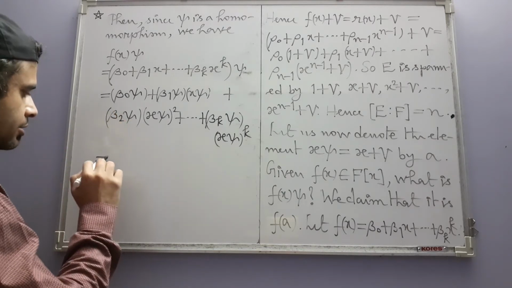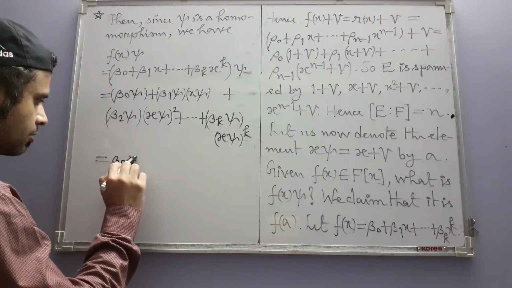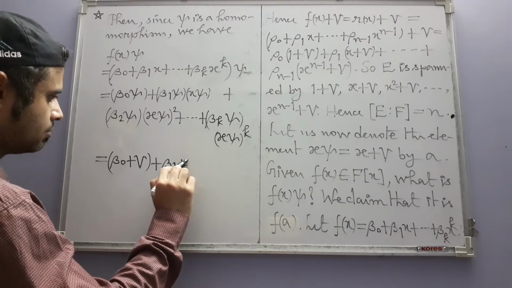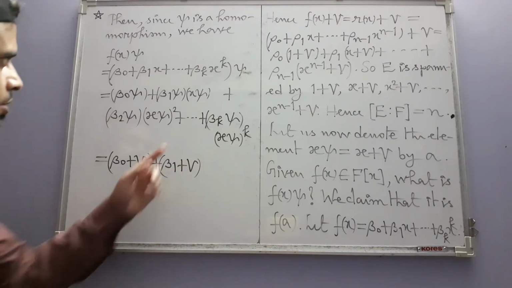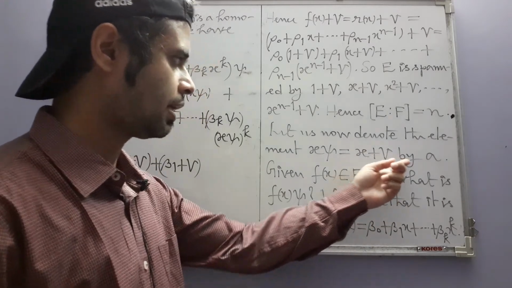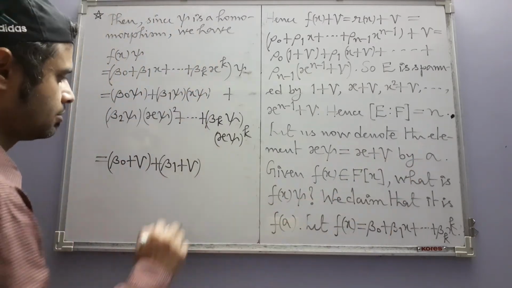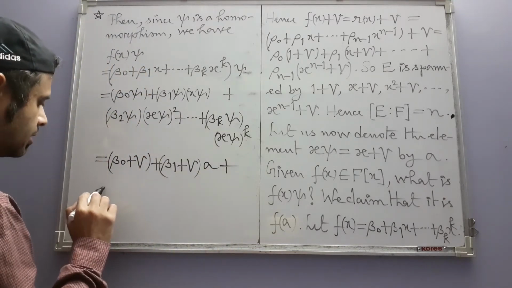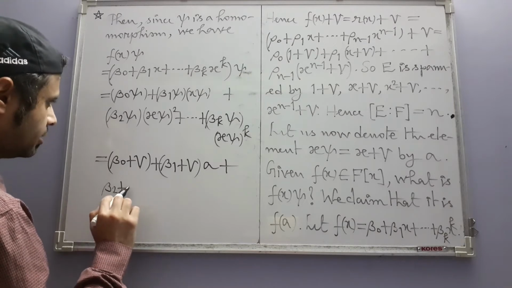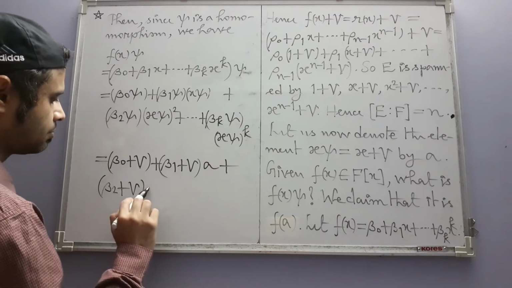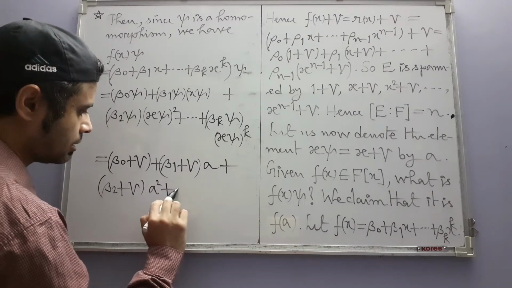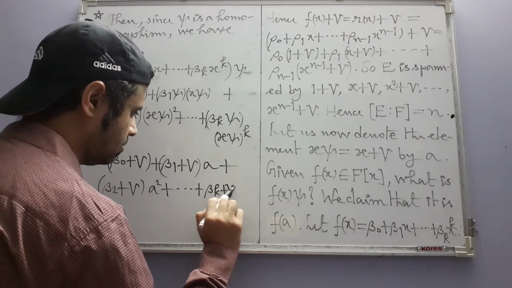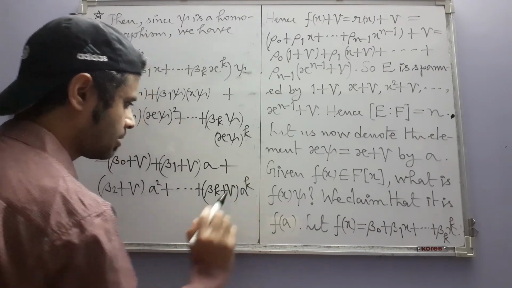Truly speaking, beta naught plus psi is what? Beta naught plus p, plus, like that, beta 1 plus p. But this x psi is what we have decided to denote by a. So this is a plus, yeah, it has been good to write another term, things will become much more clear. a square plus ... beta k plus phi a to the power k.